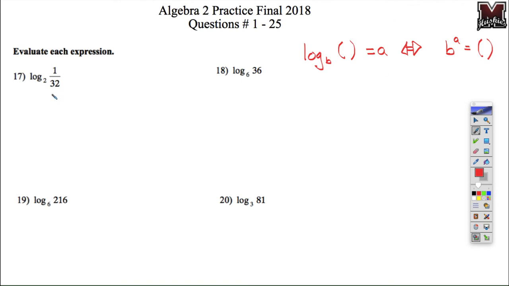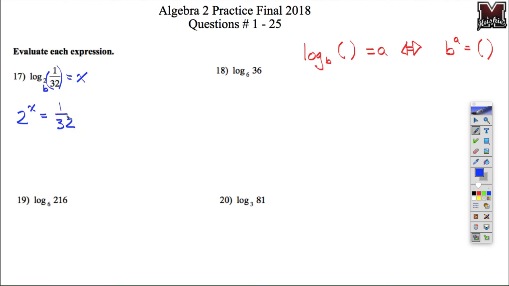Let's use this rule to solve number 17. Okay, so let's identify what our numbers are. So this is our b, this is our parentheses, and we don't know what this is equal to, so I'm just going to leave it x. Okay, so changing the form here, it's base b, so b to the power of a is that x. It should be 2 to the power of x, sorry about that. 2 to the power of x is equal to whatever was on the inside here, so it's 1/32.